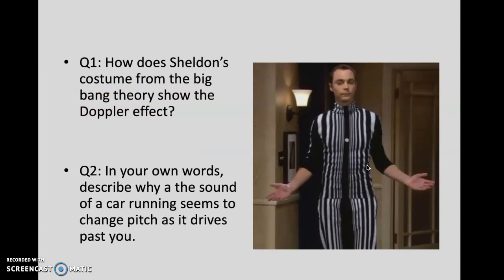So how does his costume, from the Big Bang Theory, show the Doppler effect? Well, you'll notice that the stripes get narrower the closer it is to the source and wider as it goes away. So as you come in from one side, the waves are increasing in frequency, and as you move away, they're decreasing in frequency. And then answer question 2 just as a little reflection question here on your own.